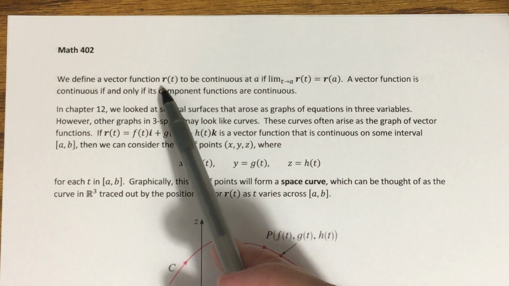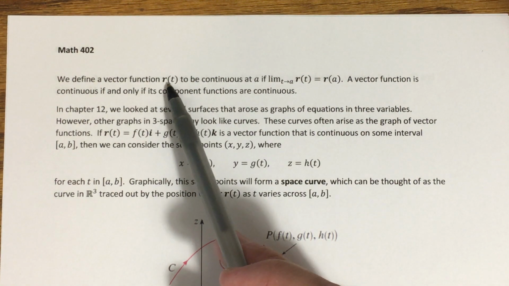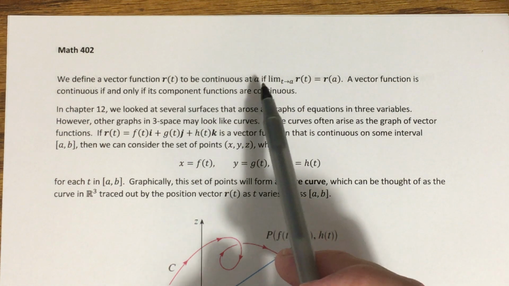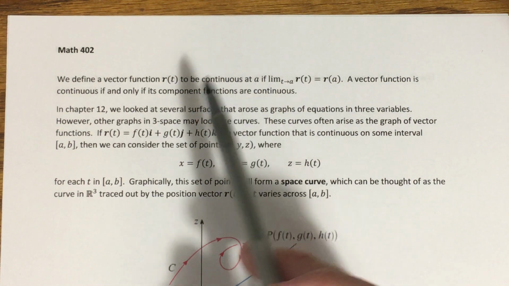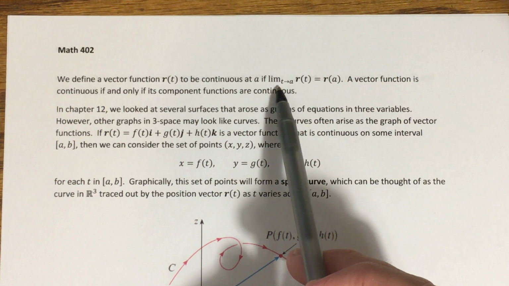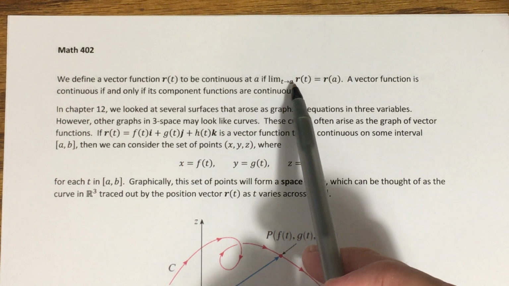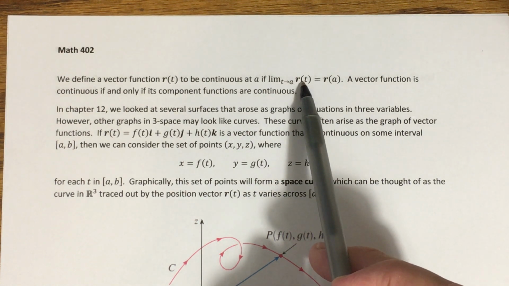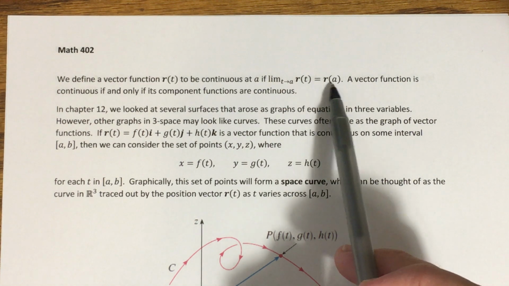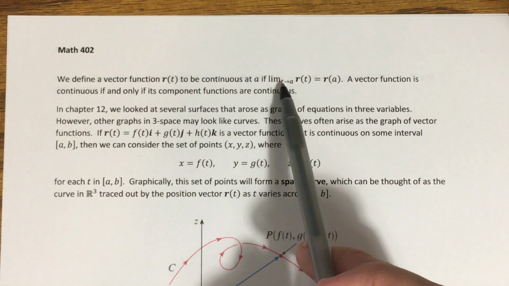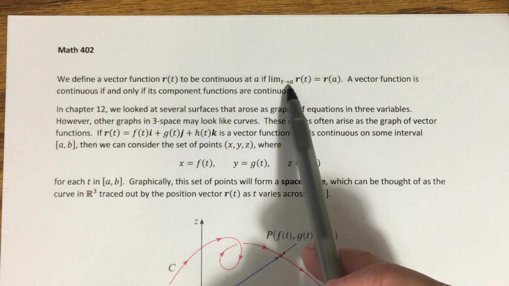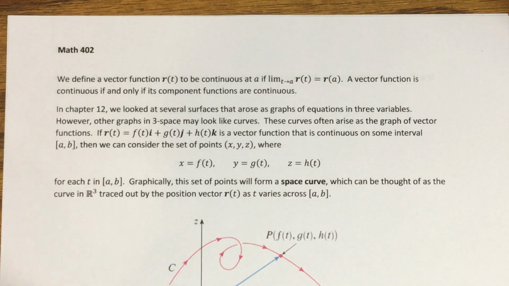If we say that a function, in this case r of t, a vector function, is continuous at a specific real number a, so at just a single point, what that means is that the limit as t approaches a of that function not only exists, but is also equal to r of a. In other words, the limit is the same thing that I would have gotten by plugging a directly into that vector function.